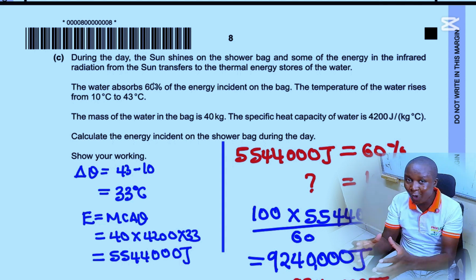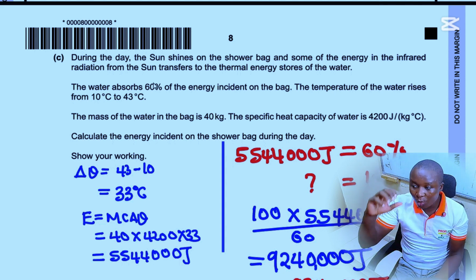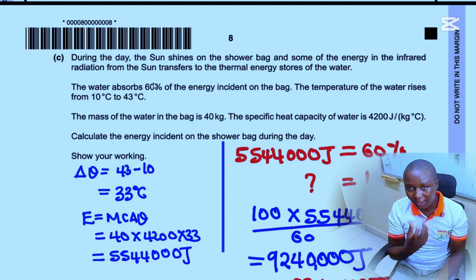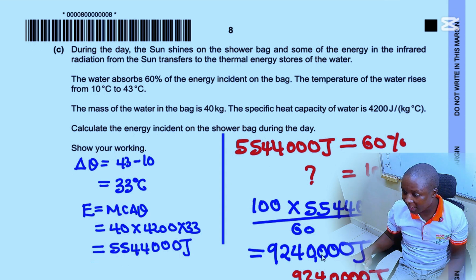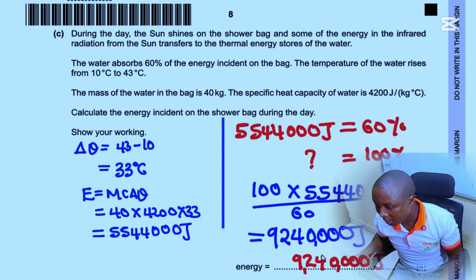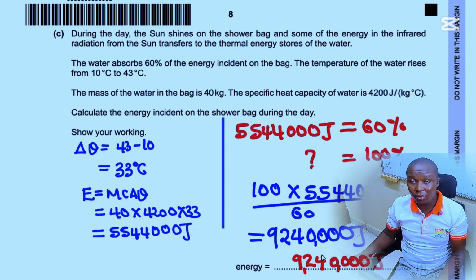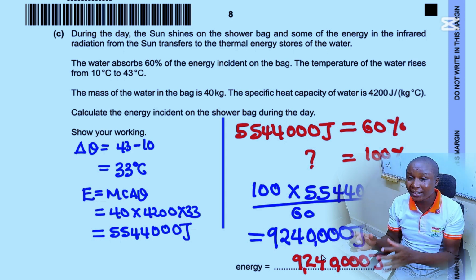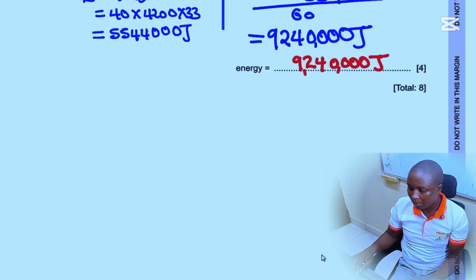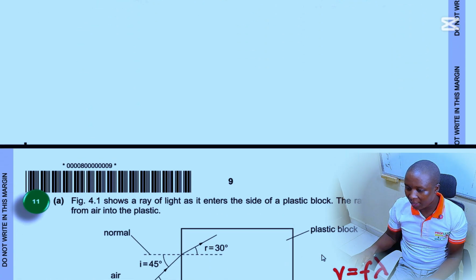Now, since we were told that only 60% is absorbed, this amount of heat that is used to warm the water is equivalent to 60%. So how do we work out the 100%? We can put that in, and we shall have 9,240,000 joules of thermal energy that was applied, but only 60% of that was absorbed. So I believe that's okay up to that point.